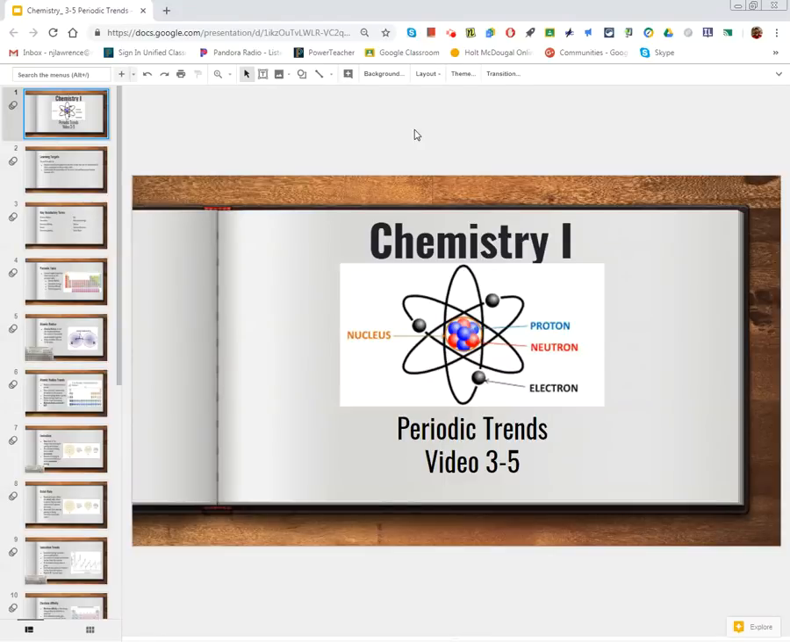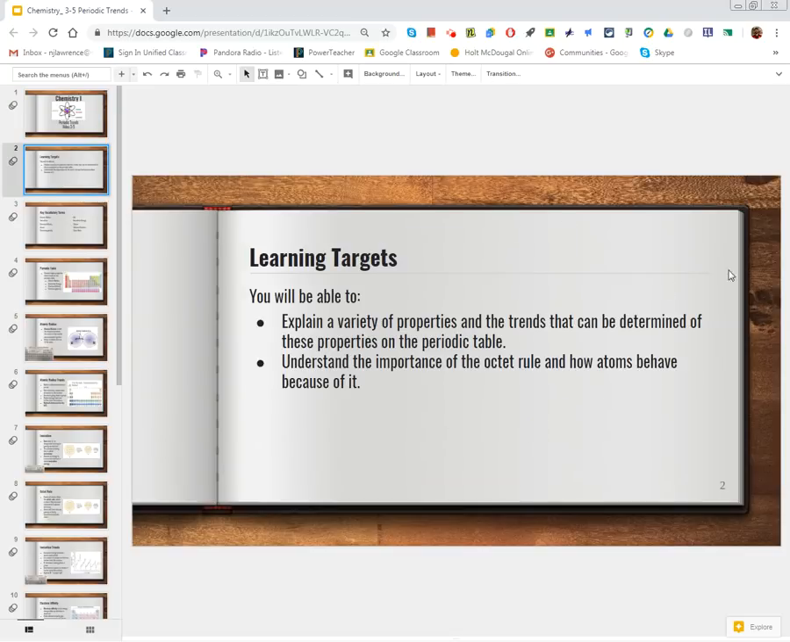Welcome to video 3.5 on periodic trends. If you have not done so already, get out your periodic table because we'll be looking at it again today, and we're going to look at the different trends on that table. Our periodic table was created a certain way. So in this video, we're going to look at more of those trends and the different properties on our periodic table based upon some values we're going to look at.